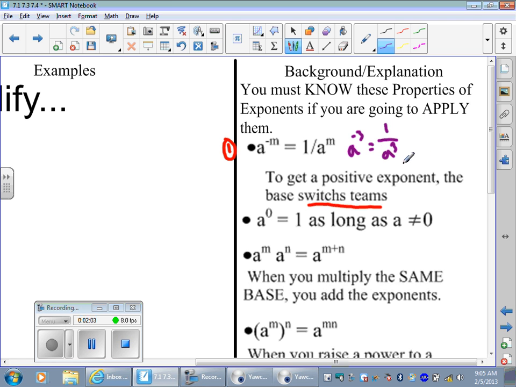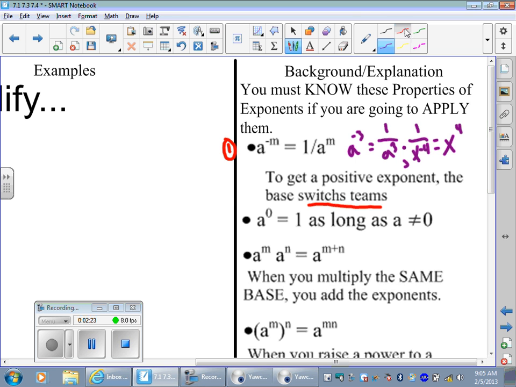All right? Now, otherwise, a separate problem could be something like 1 over x to the negative fourth. Now, what does that mean? Well, again, the x needs to go from the denominator to the numerator so that its exponent can become positive.